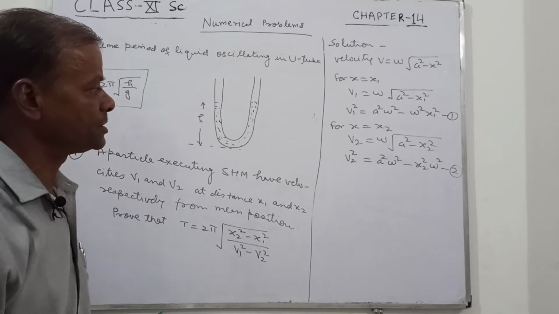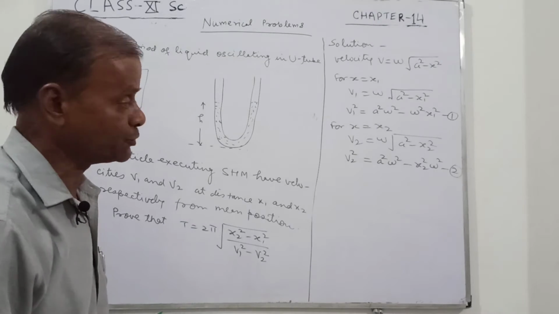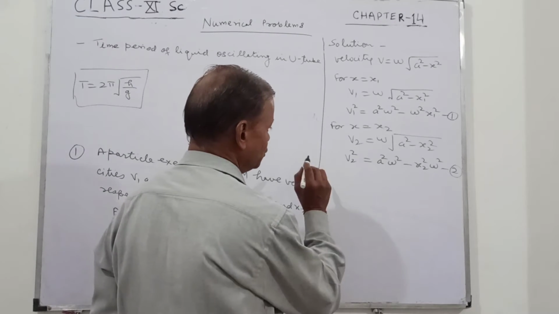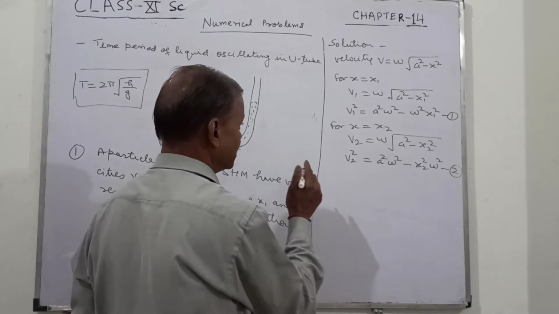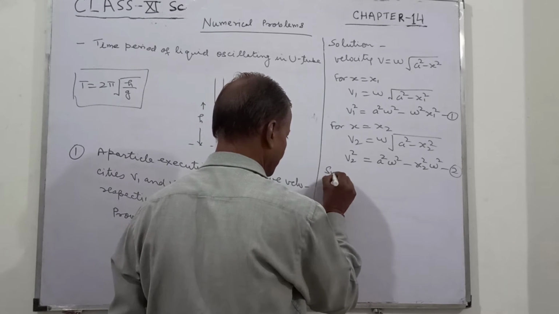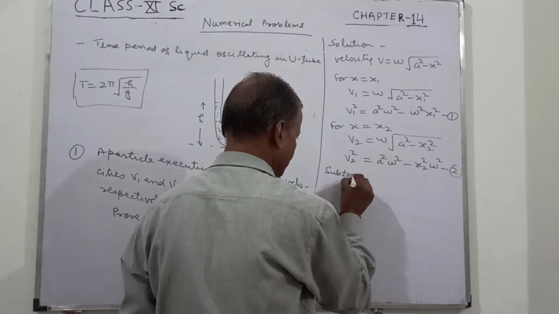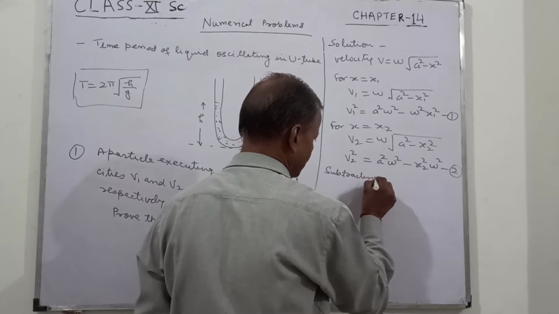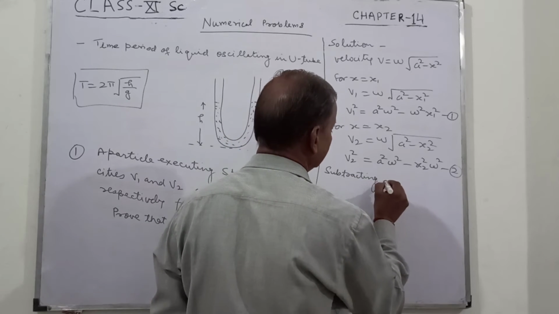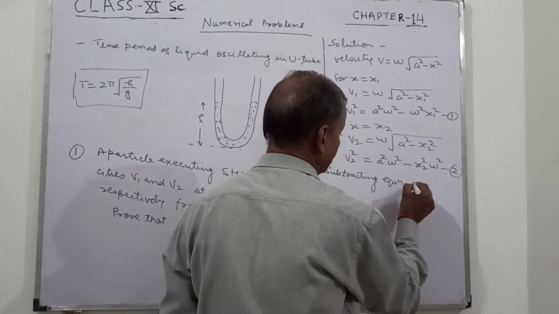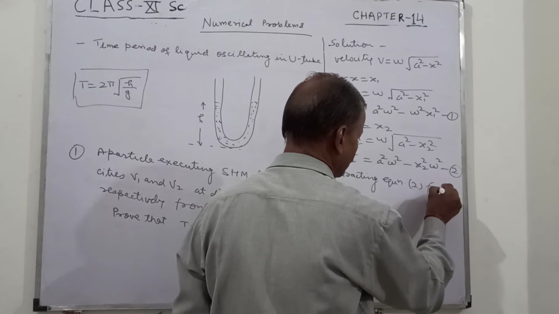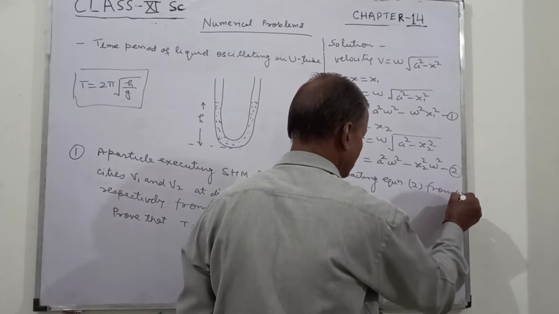Now from both these equations we have to eliminate a square omega square. So subtracting equation 2 from 1.